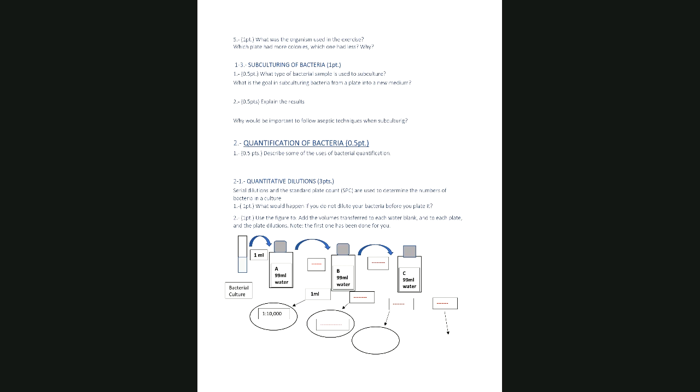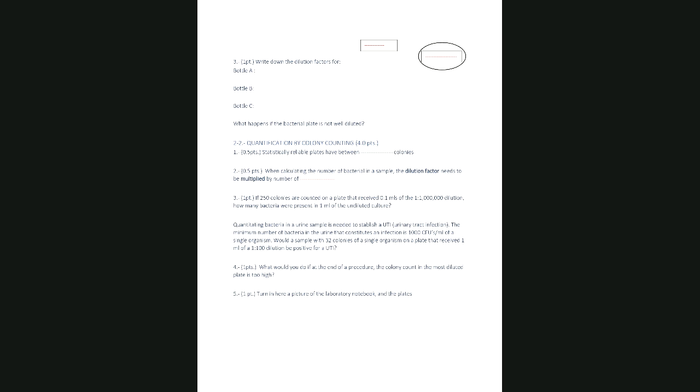All right. So they're essentially asking you to calculate dilution factors, the volume of bacteria that is being transferred from tube A to tube B, from tube B to tube C. That should be all the same. Dilution factors for B and C, knowing that the diluent is 99 mils of water. And so you should come up with dilution factors, which is what the next question asks you, to give dilution factors for bottles A, B, and C.